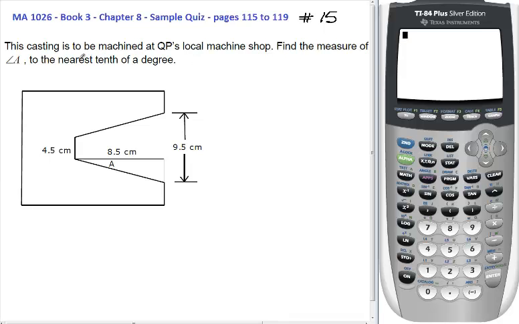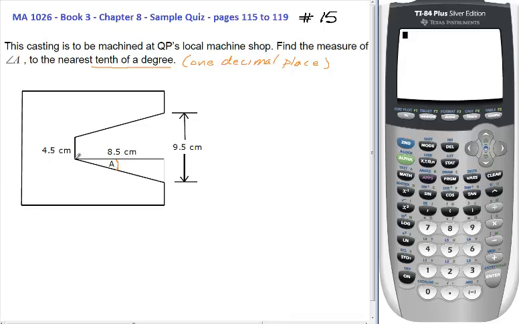The casting is to be machined at QP's local machine shop. Find the measure of angle A to the nearest tenth of a degree. Now, tenth of a degree, of course, our final answer has to be, tenth means 1 decimal place. Alright, so let's look. Where's angle A? It's right here. Okay, so we're looking at this angle.